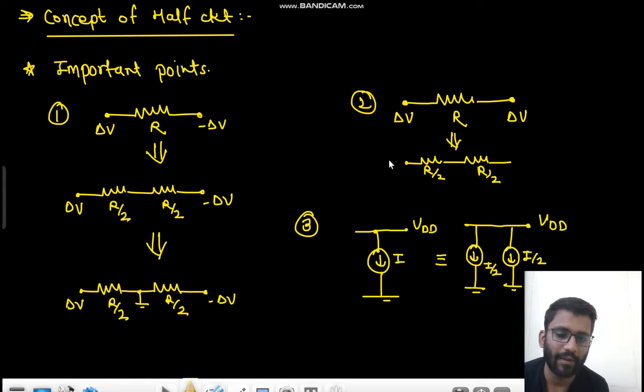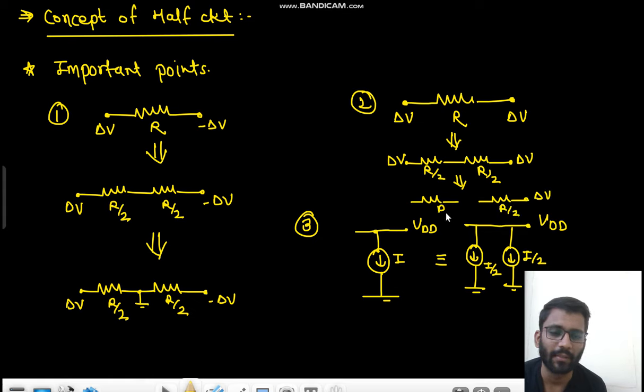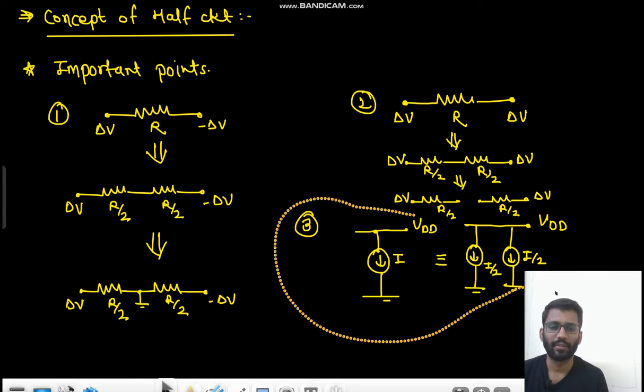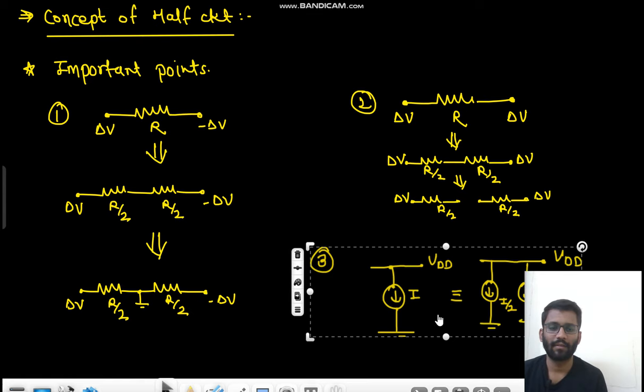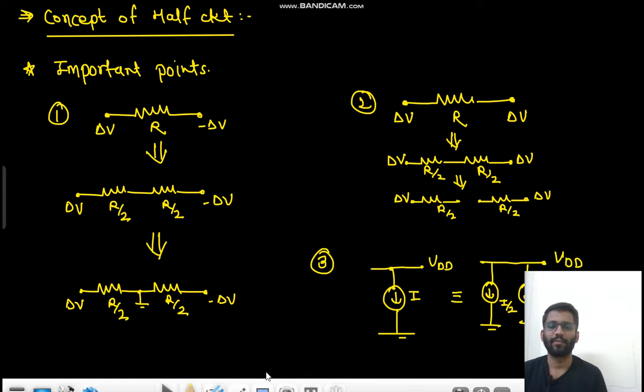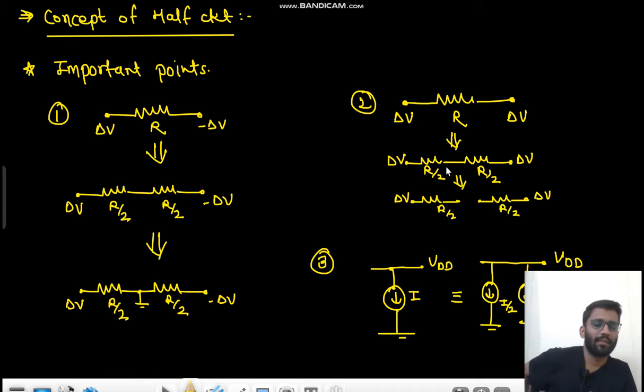R by 2, delta V, delta V. So I should make it like this. R by 2, open circuit. This is delta V, R by 2. This is delta V. I should move this one a bit lower. Understood? No current, so I can break it like this, right?